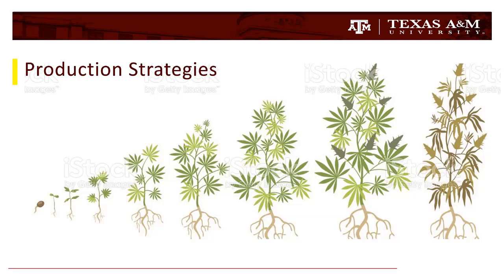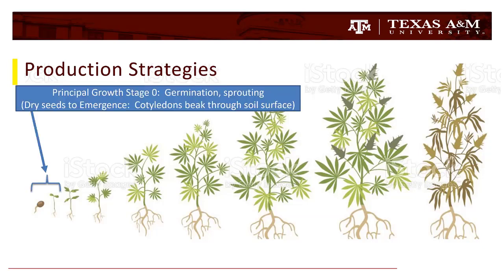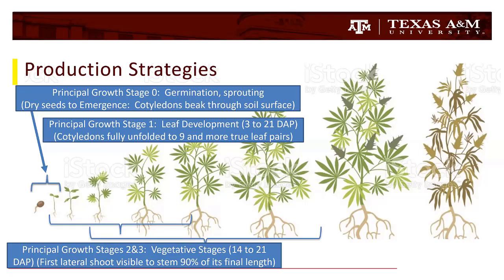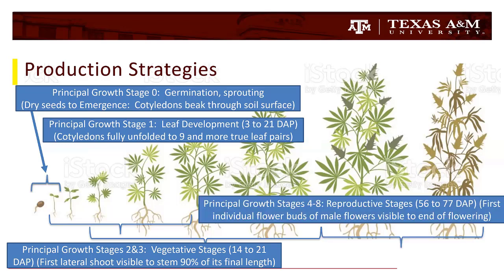So I can match a physiological growth indicator to days after planting in informal protocols and figure out commonalities. Out of this, I'll be covering principal growth stage 0, which is germination and sprouting. There's principal growth stage 1, leaf development, the vegetative stages, and the reproductive stages. And then I've added a harvest and post-harvest stage, which wasn't originally in the scale.